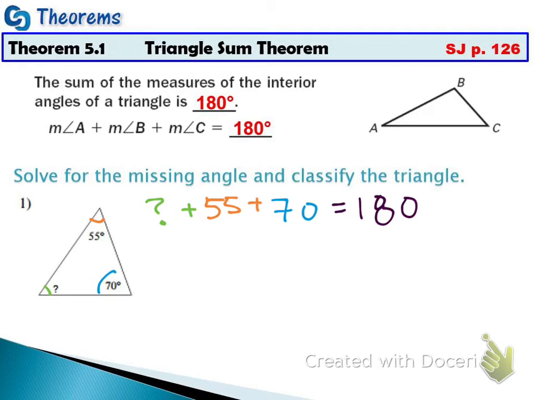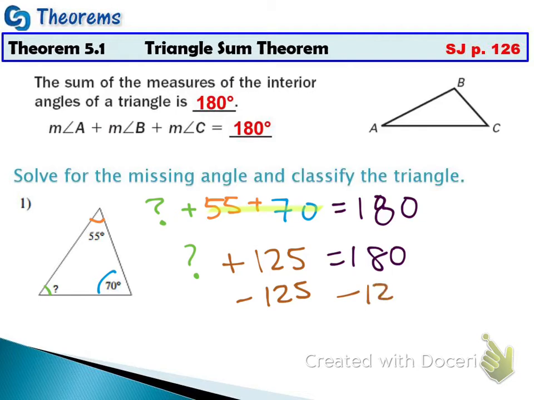So a lot of people don't necessarily write this out. You can if you want. A lot of people just add. What is 55 plus 70? 125. And then what do they do with that? Subtract from 180. Which means our question mark is 55.